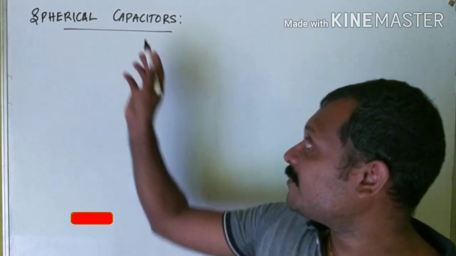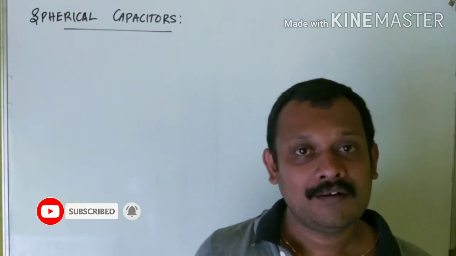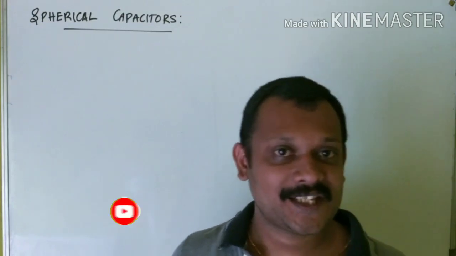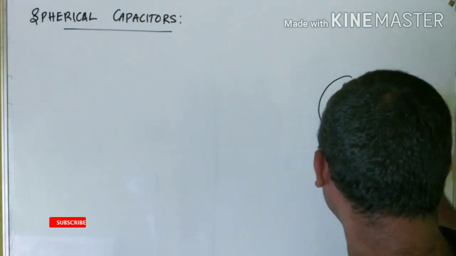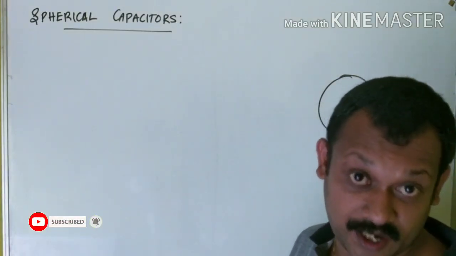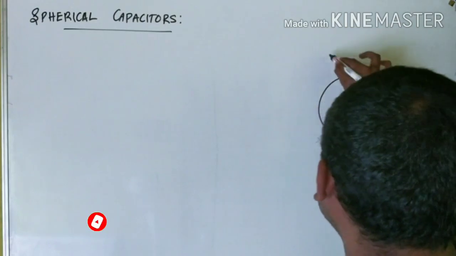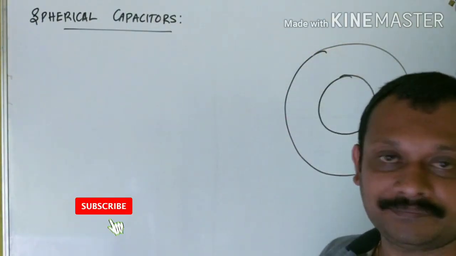Okay, let us consider spherical capacitors. What do you mean by a spherical capacitor? It is an arrangement with a sphere. This is one conducting spherical shell surrounded by the second conducting spherical shell.